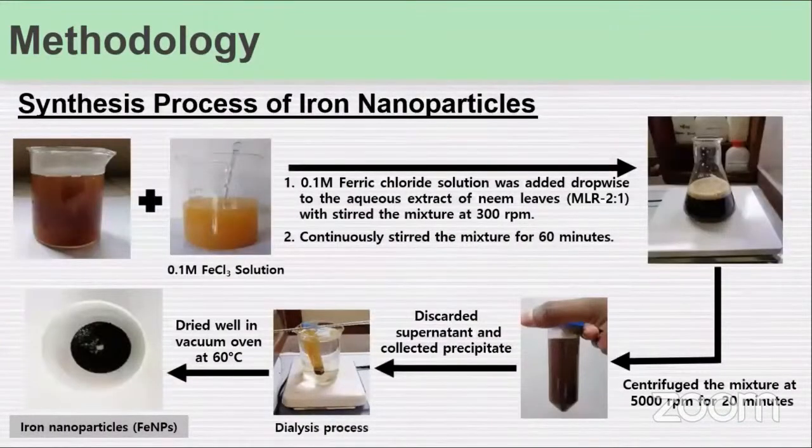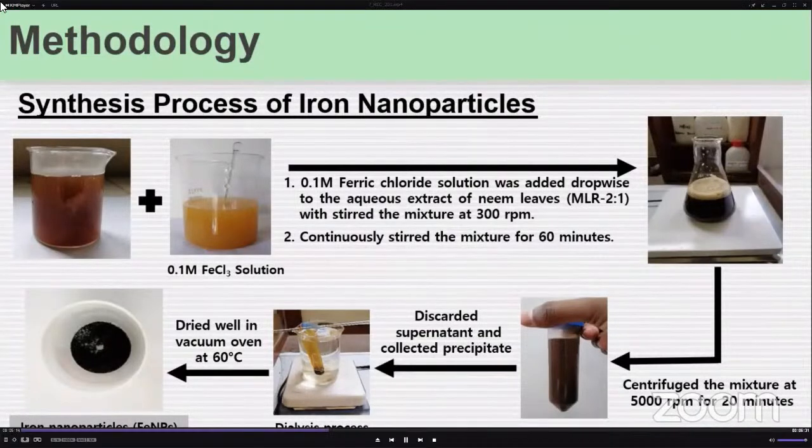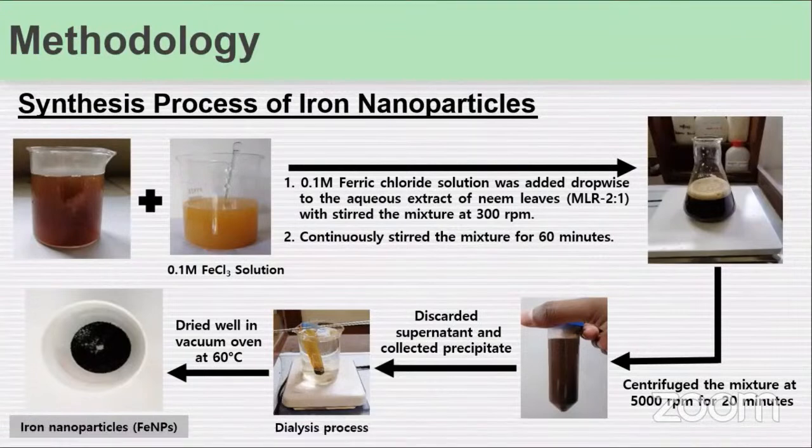Then I explain the synthesis process of iron nanoparticles, which uses the extract from neem leaves and 0.1 M ferric chloride solution. The 0.1 M ferric chloride solution was added dropwise to the aqueous extract of neem leaves, at a ratio of 2 to 1, and the mixture was stirred at 300 rpm. After mixing, stirring continued for 60 minutes, and then we get the iron nanoparticle solution mixture.